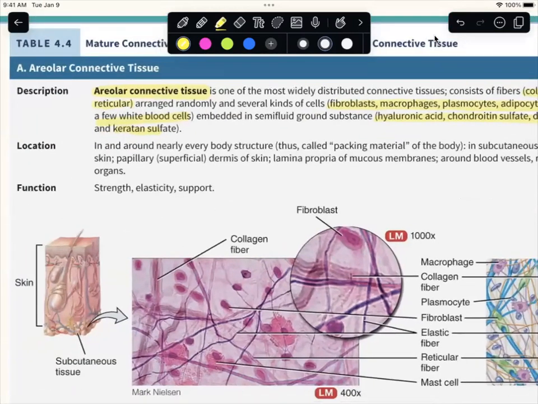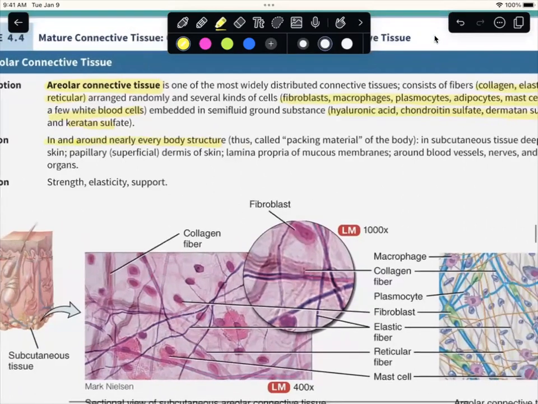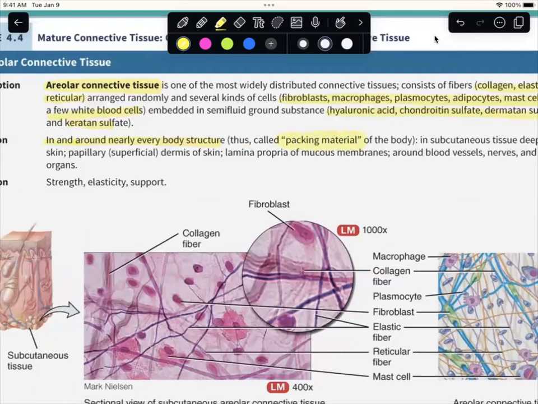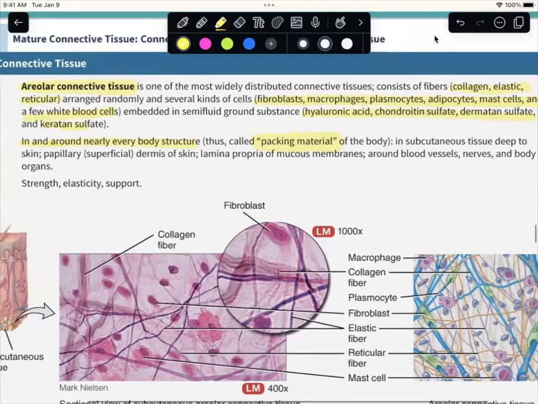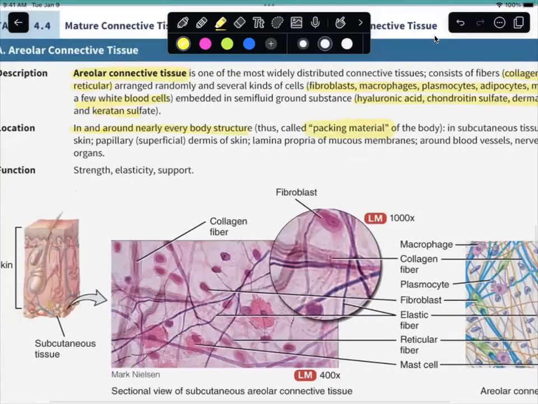What's interesting about areolar connective tissue, it is found in and around almost every single type of tissue in the body. Areolar connective tissue, hint, hint, test question, is known as packing material. It helps to kind of hold, like fill in spaces. Any place like between an organ where there would otherwise not be anything, there's that areolar connective tissue packed in there to help cushion, support, to hold things in place. So it provides that strength. It's got elastic fibers, it's got collagen fibers, so it's got that elasticity, that strength from those collagen fibers, and it provides that support because it's holding things in place.